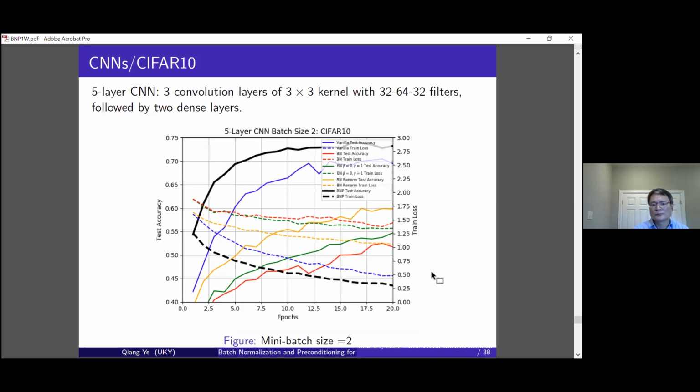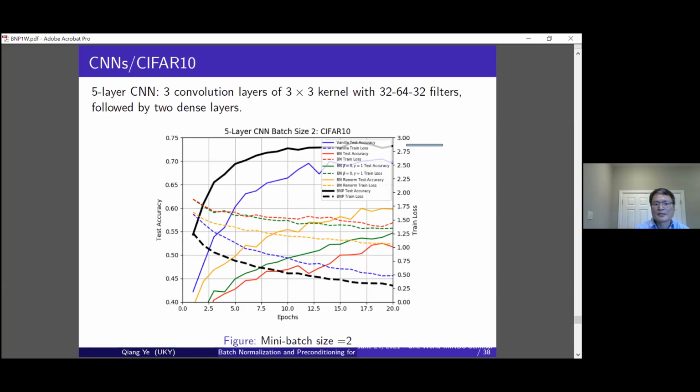For this one, we tested on, again, a small mini batch size, in this case for CNS2. You see that the BN, the red line, is underperforming the vanilla network quite substantially, but our BNP outperforms both of them in both training and in testing as well.